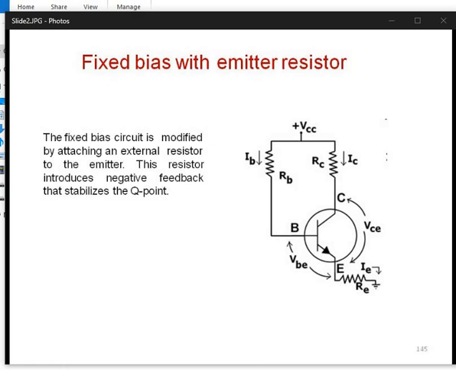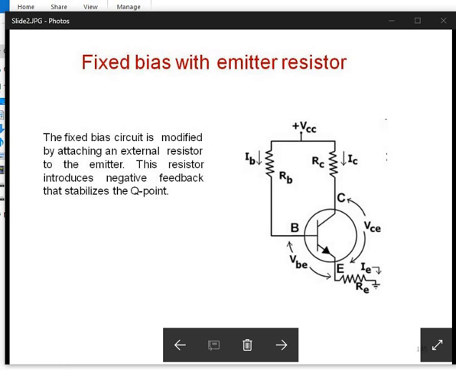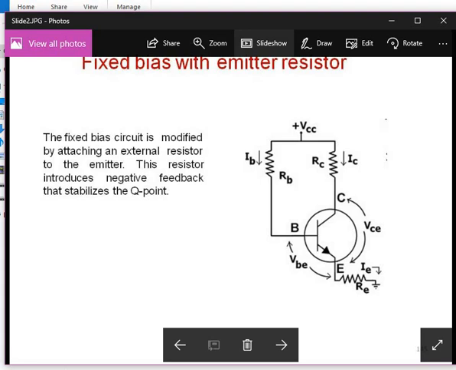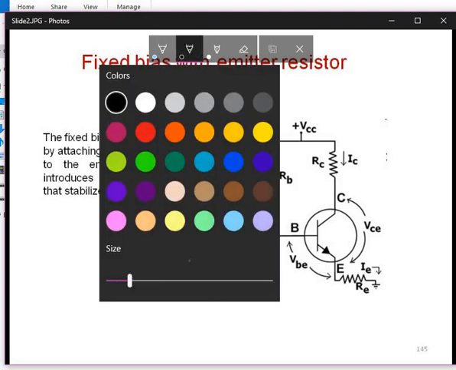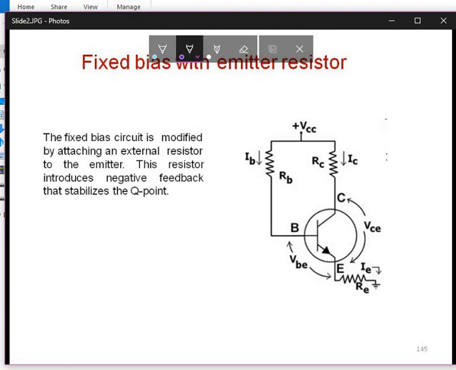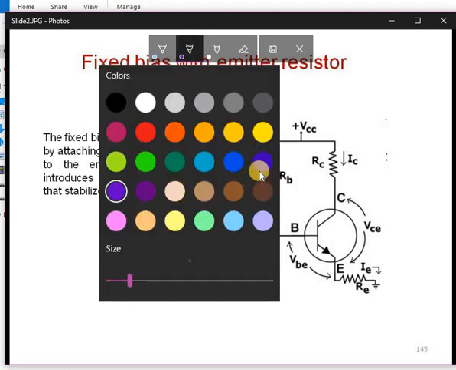Now we are going to discuss the fixed bias with emitter resistor. In our previous section, we only learned about the fixed bias circuit. In that circuit, the construction has the resistors RB and RC in the fixed bias circuit. Here it is the fixed bias circuit with emitter resistor. So emitter resistor means here we are going to discuss.